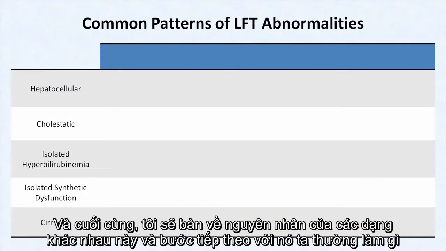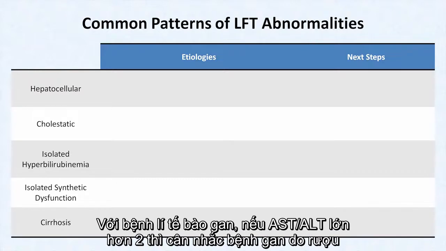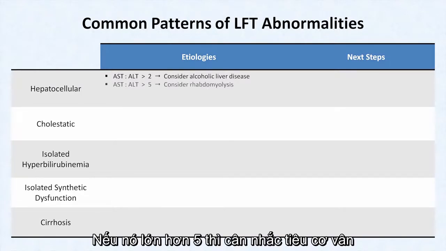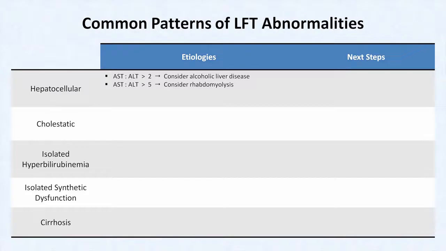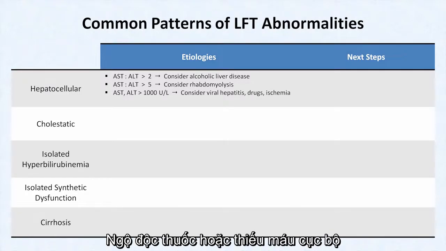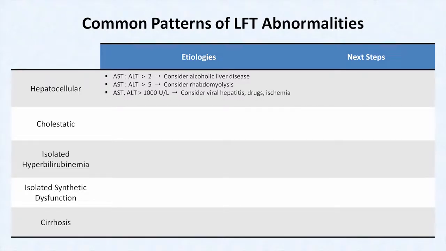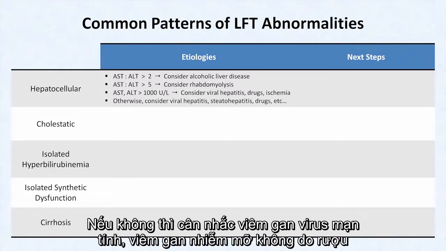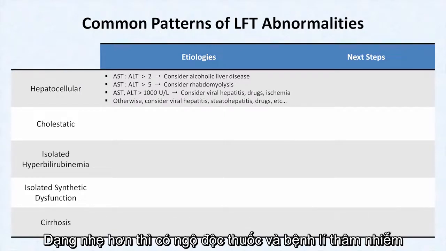And the very last thing I'll discuss is a review of the etiologies of these various patterns and what the next steps typically are in the workup. With hepatocellular disease, if the AST to ALT ratio is greater than 2, consider alcoholic liver disease. If it's greater than 5, consider rhabdo. If the AST and ALT are above 1,000 units per liter, consider acute viral hepatitis, drugs and toxins, and ischemia. Otherwise, consider chronic viral hepatitis, steatohepatitis, milder forms of drug toxicity, and infiltrative diseases.